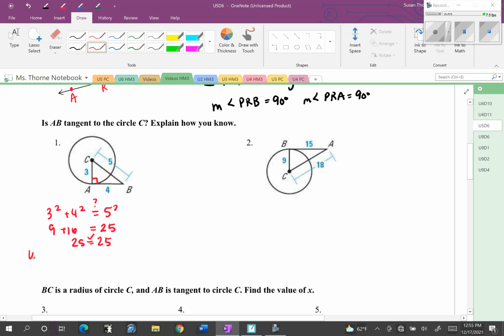So yes, AB is tangent, and that means that triangle CAB is a right triangle, proven by the Pythagorean theorem.